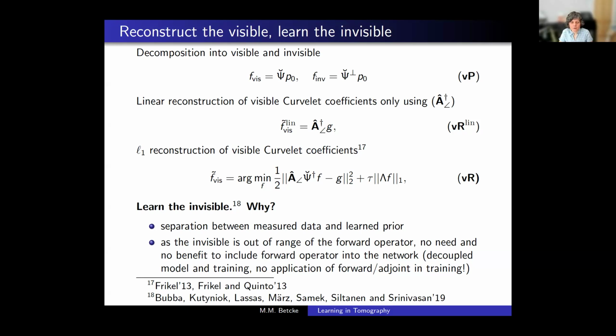On the other hand, with this convex optimization problem, we have extracted every little bit from the data we could, and there is no more reason for us to do anything with the forward operator for the learning problem. So we don't have to include the forward operator into the training for the invisible part, because we would have no benefit from that. So it decouples, and it offers us a cheaper way of doing things.